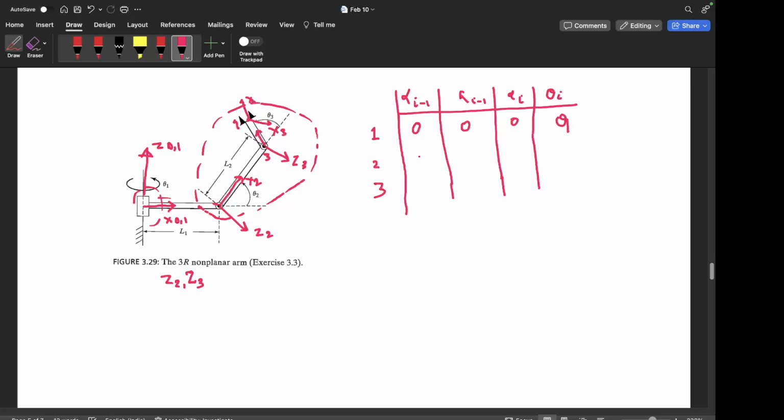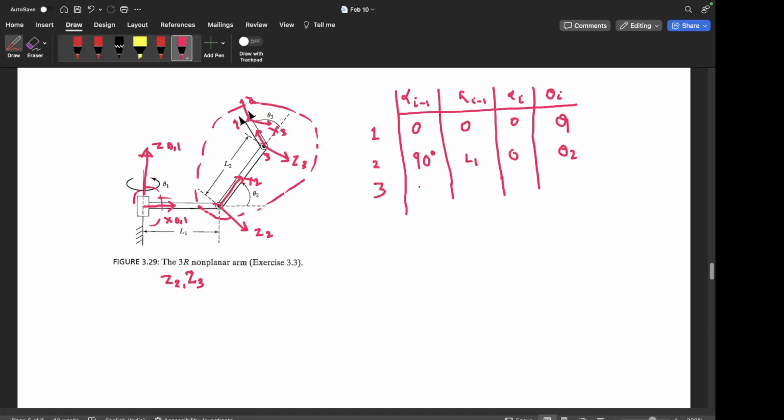Now here is where the change will come from the planar case. Now z1 and z2 are not parallel, but they are at an angle. Rotating about the x1 axis, we rotate by plus 90 to get to z2, right? So this is the link twist between z1 and z2, which is plus 90 degrees. The link length is L1. There is no prismatic joint, and this is theta 2.